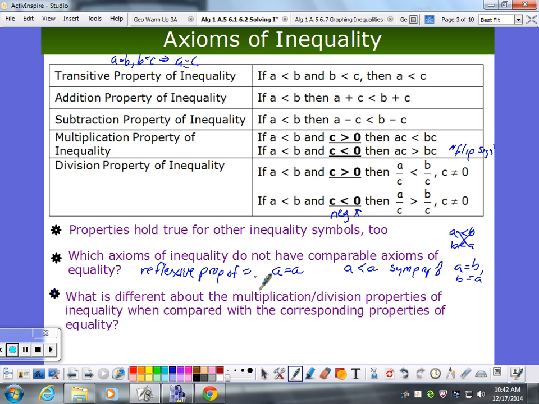Okay, and what's different about the multiplication and division properties of inequality? When you multiply, and you might want to write this down here. There's a little blank for you. Okay, see the middle of the page there? When you multiply or divide by a negative number, you're going to turn the inequality symbol.